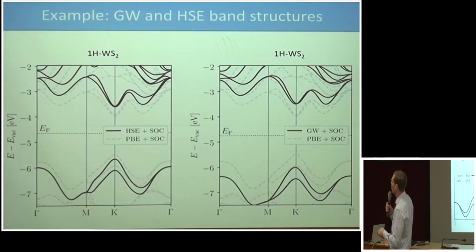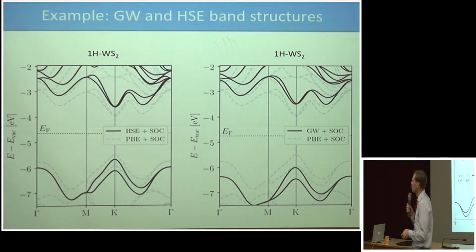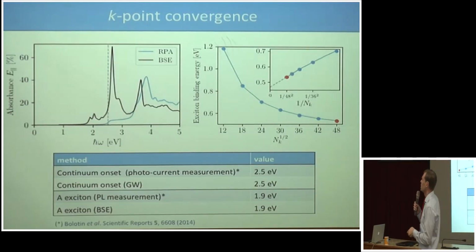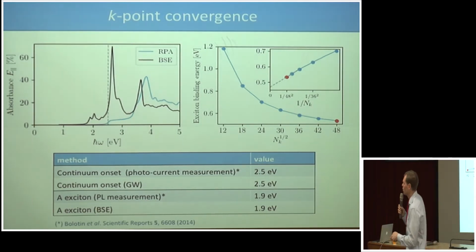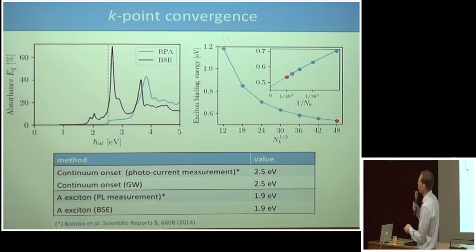We also provide GW band structures and HSE band structures with spin-orbit coupling, so you can see that as well. And here is, just to ensure you that things are done properly, an example of a BSE spectrum from the database for MoS2.